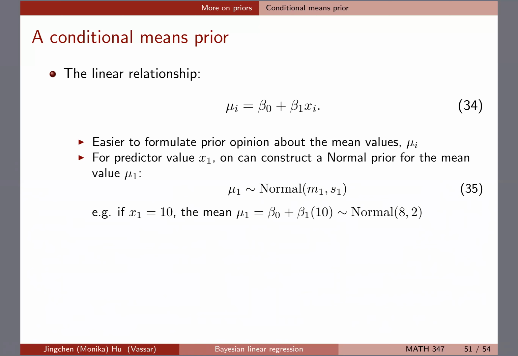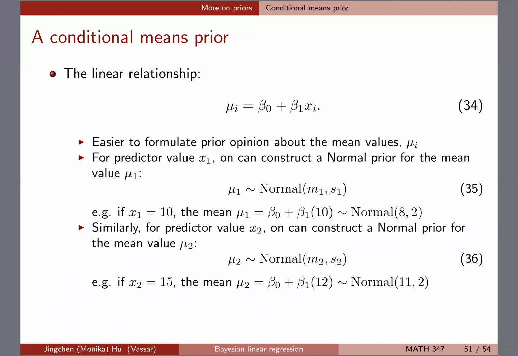Okay? So as you can see, I'm not giving a prior to beta 0 and beta 1. I'm giving a prior to mu1, which I know has this linear relationship. Similarly, if I get a different predictor value x2, say 15, then I think, okay, so typo, I think x2 equals 12, sorry. And then I think the mean mu2 of that should be a normal centered at 11 and standard deviation 2. So instead of giving priors to beta 0 and beta 1, I'm giving priors for mu1 and mu2, and then I can solve it.